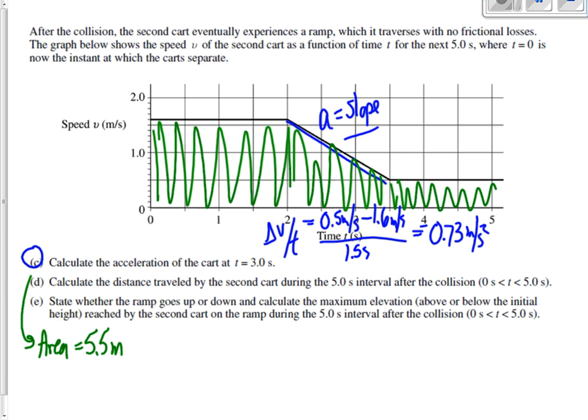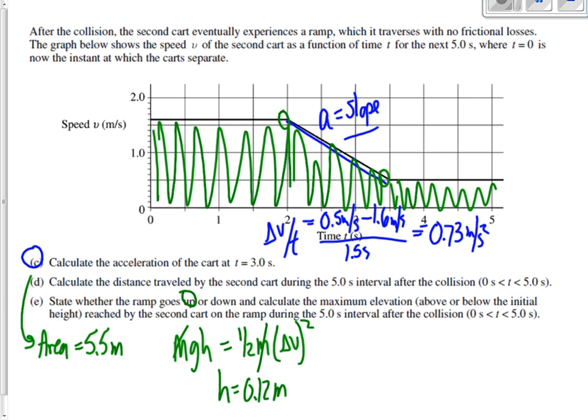And then lastly, state whether the ramp goes up or down. I think that's kind of common sense. The fact that the cart loses speed right there tells you that the ramp has to go up, and calculate the elevation. So they're saying use conservation of energy. So mgh, the change in potential energy of the cart, must equal the change in kinetic energy, so 1/2 m times delta v squared. Solve for h, cancel out the m's, do a little algebra. h comes out to, I believe, about 12 centimeters or so.